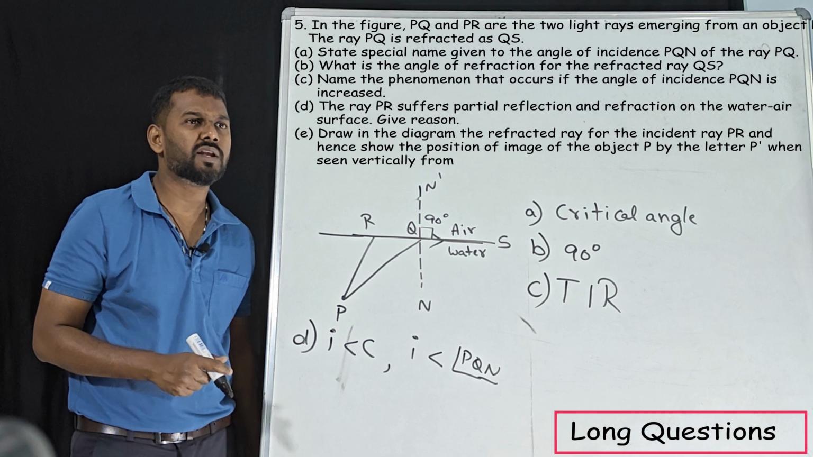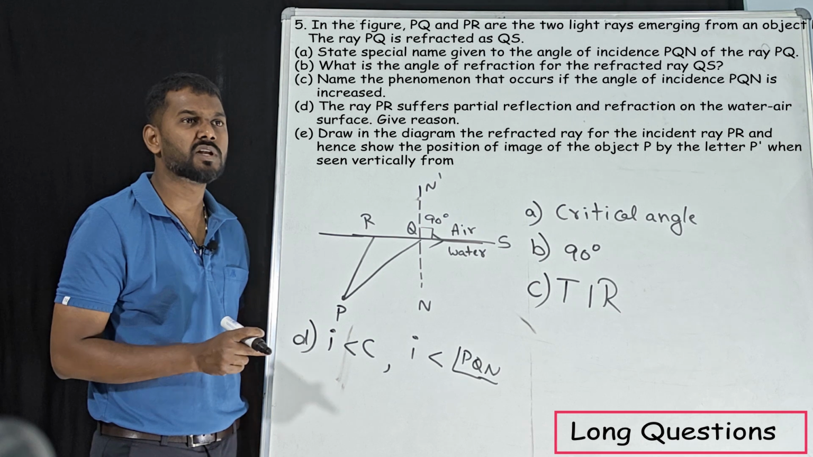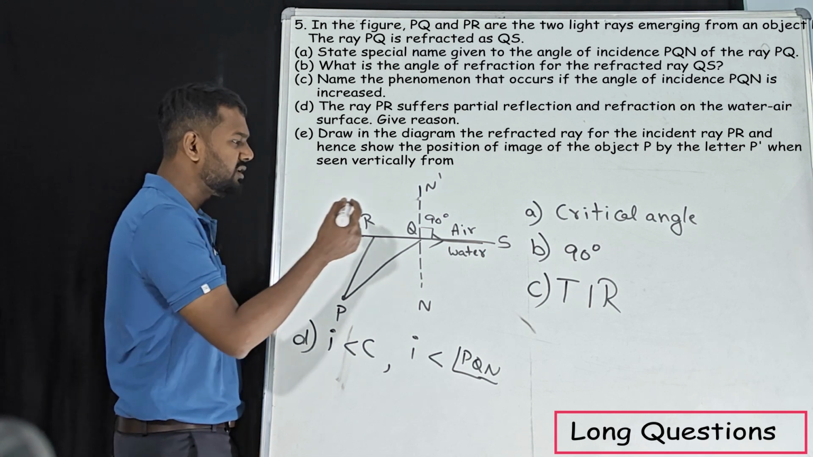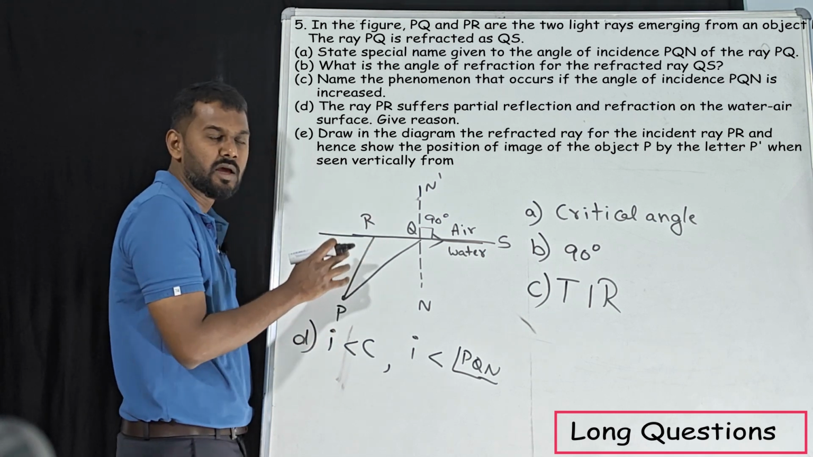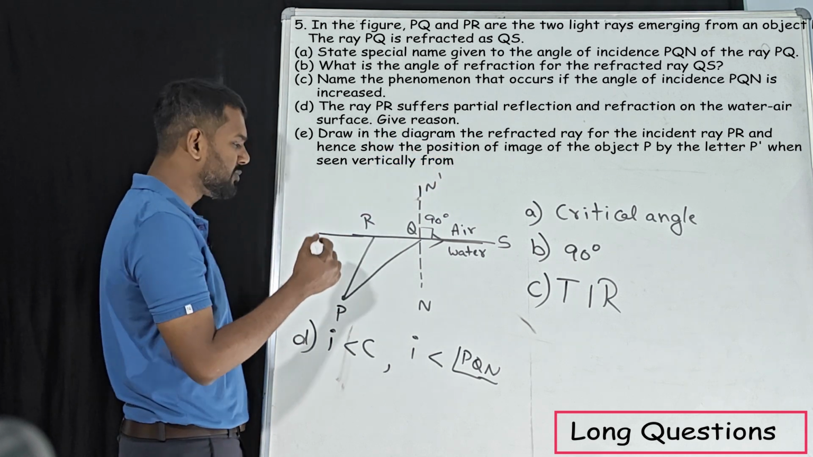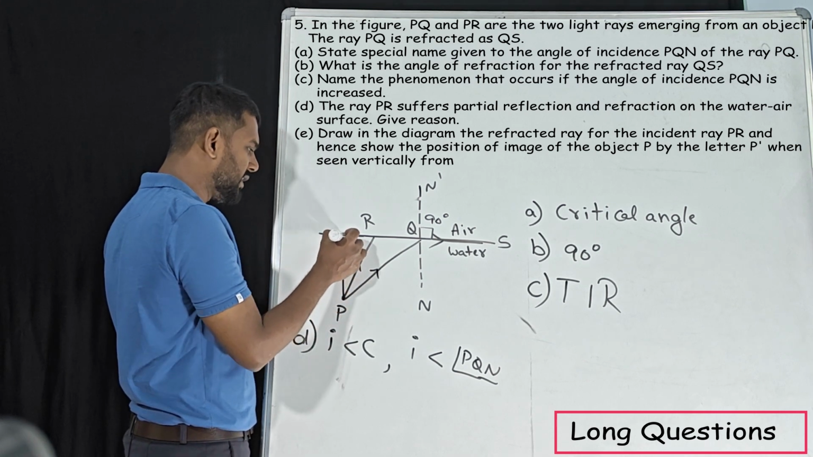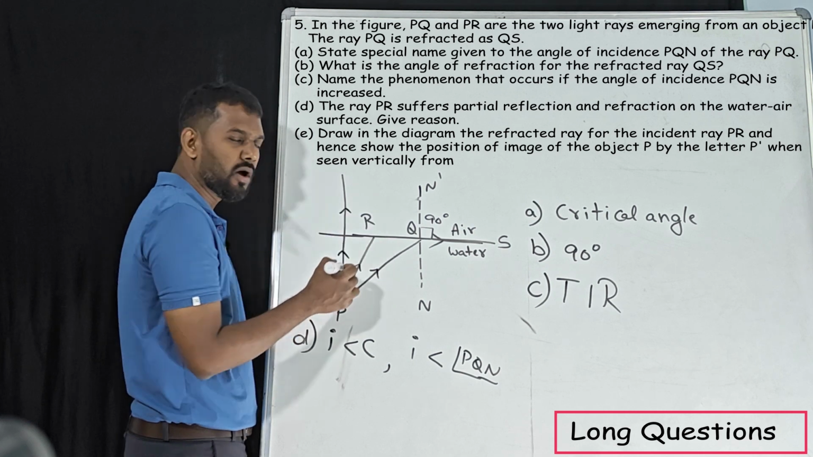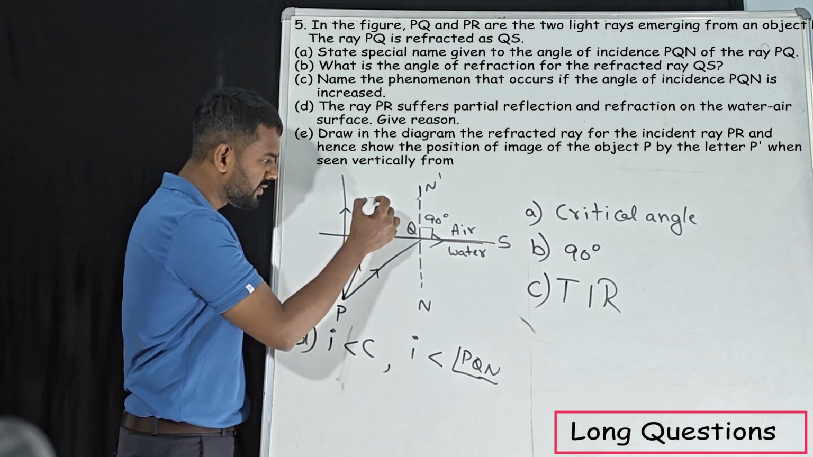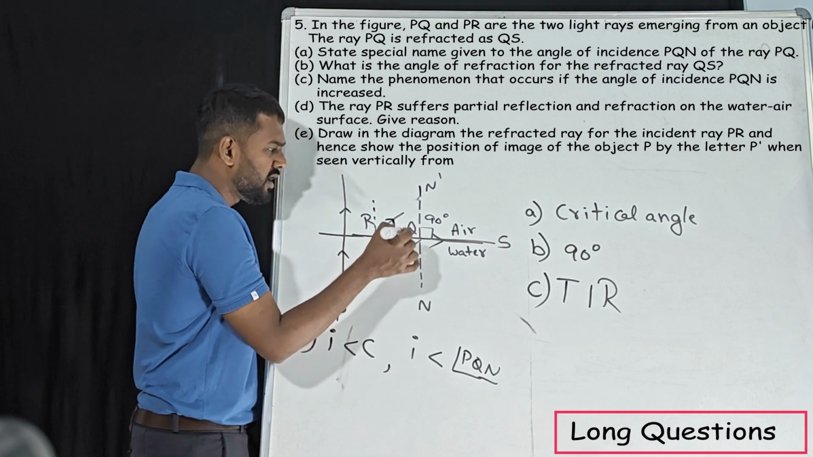Next, last question. Draw the diagram, the refracted ray for incident ray PR. Hence, show the position of the image of an object P by a letter P dash when seen vertically from above. We are going to talk about only PR. Where will be the image? Very simple. These are the incident rays. If a ray goes straight, after refraction it will not undergo deviation. But because it is from denser to rarer, it goes away from the normal.